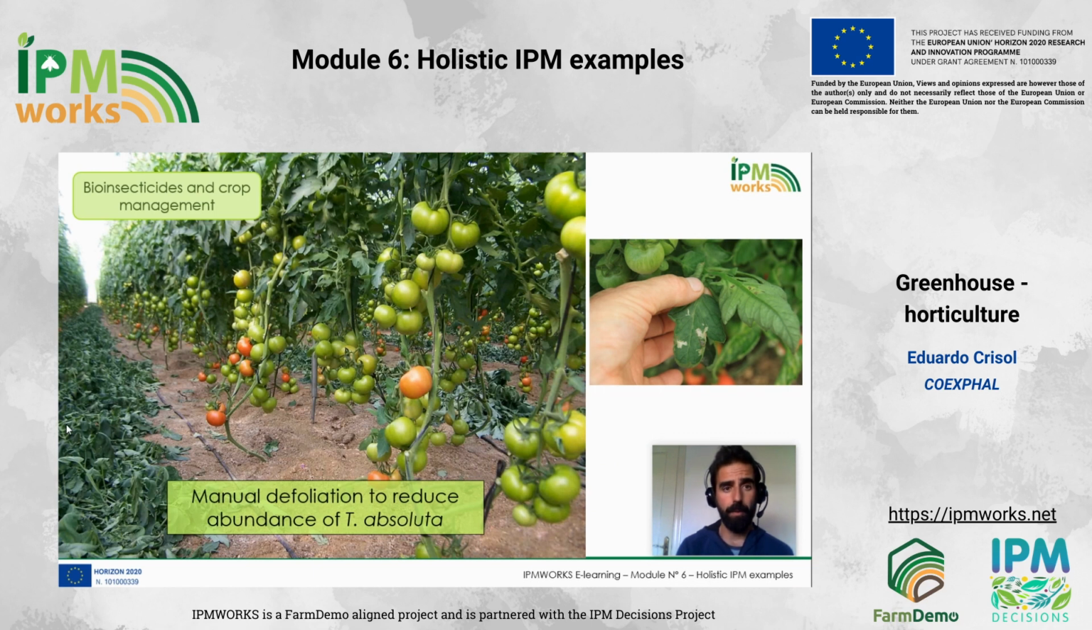There is another integrated management practice that we can talk about, which is the manual defoliation of the plants, as you can see in the picture, especially when we are selecting those leaves that have galleries, as you can see on the top right. So this is a very simple manual way to reduce the abundance of the pest.